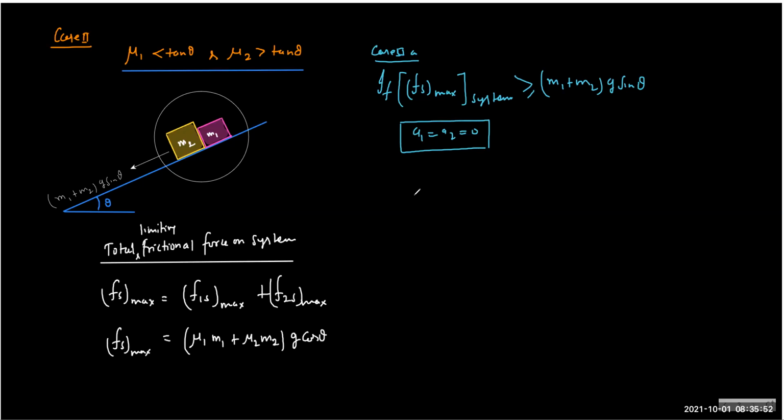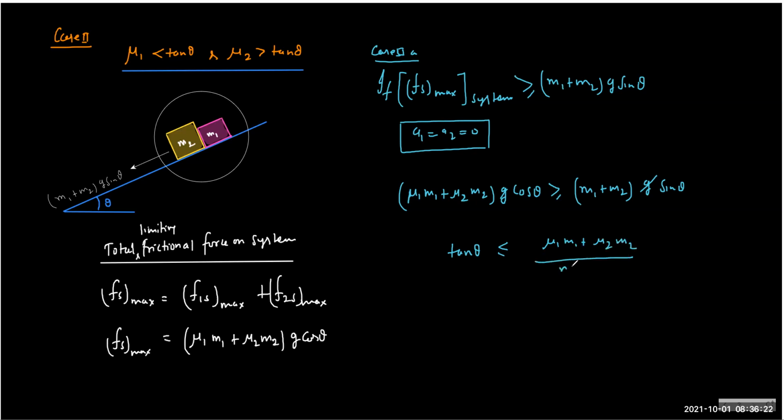In such a scenario, what you will write is mu1 m1 plus mu2 m2, whole multiplied by g cos theta, is more than or equal to m1 plus m2, whole multiplied by g sin theta. And it turns out to be a really nice expression: tan theta is less than or equal to a weighted mean of the coefficients of friction. We preferably call this mu effective.